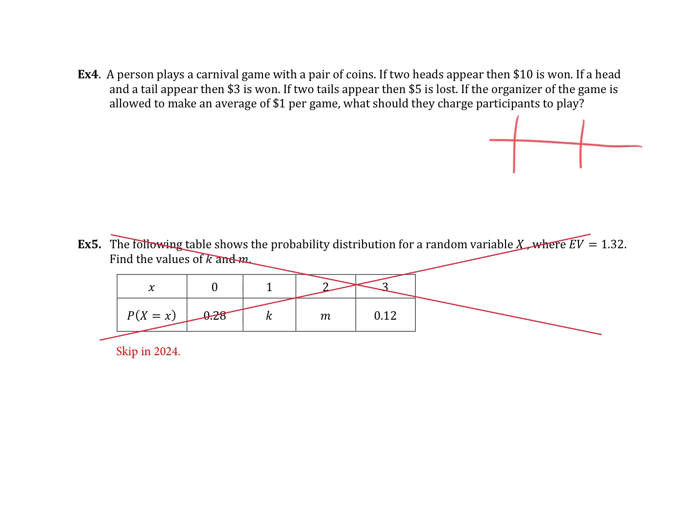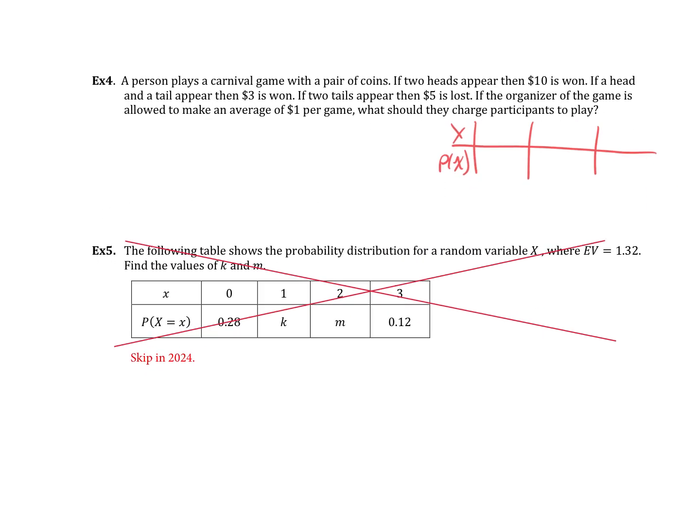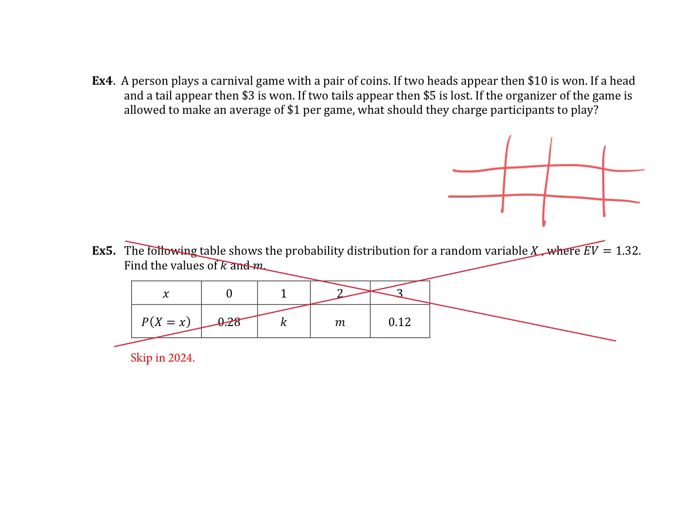I think it's a good idea to make this little table. So there's the outcomes and there's the probability of outcomes. Let's talk about the coins first. The coins, let me make a little more room here. I put the probability at the bottom. There's 3 of them, right? We'll call this X. So the X is the $10 one, or the $3 one, or the $5 lost.